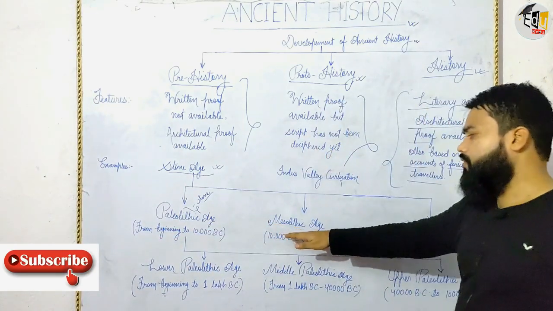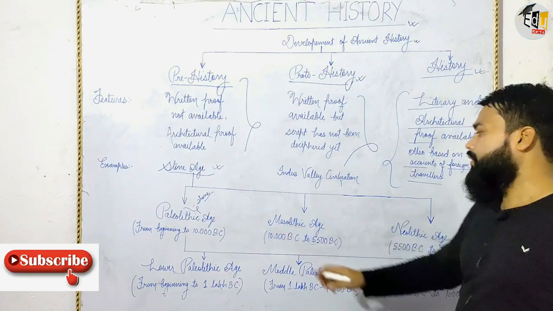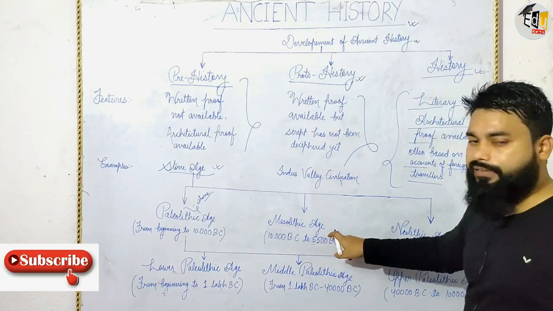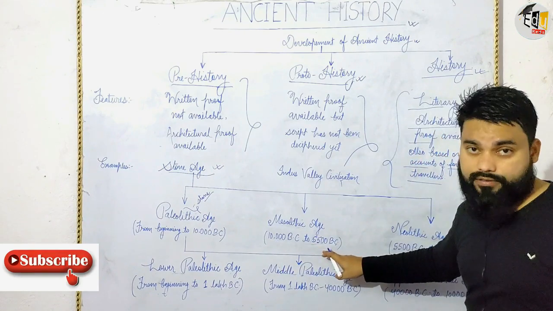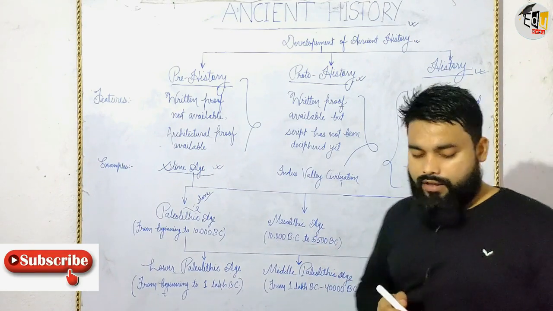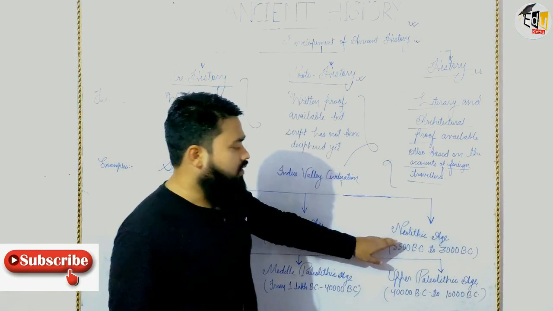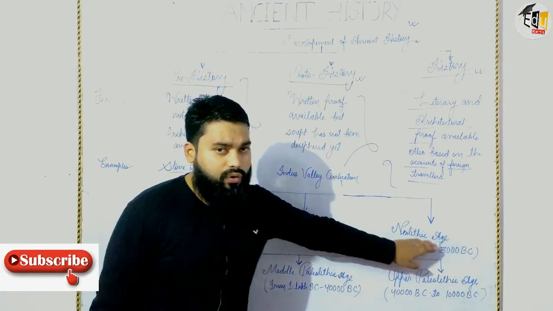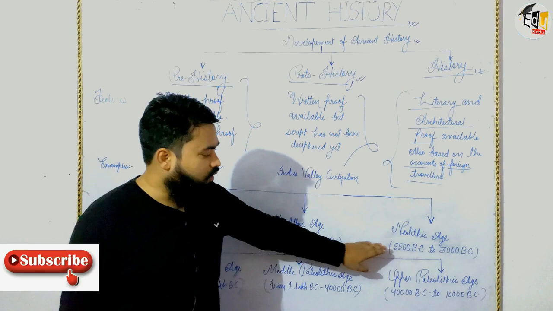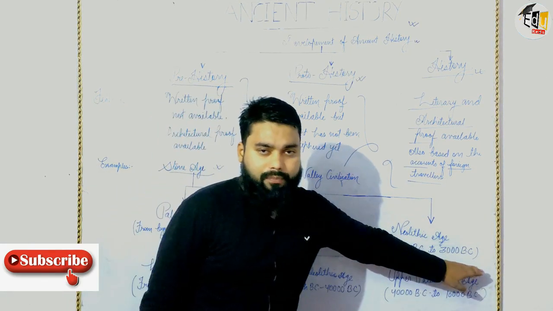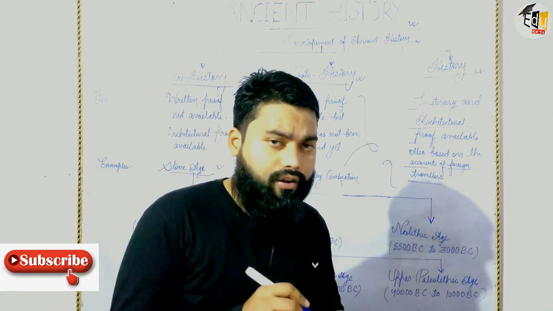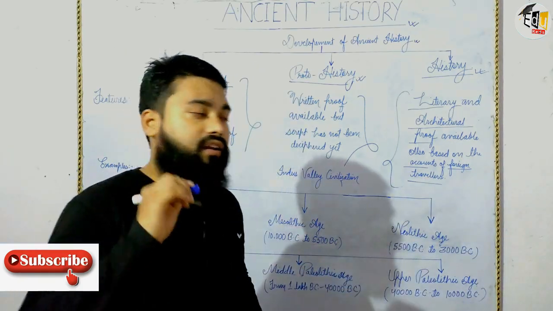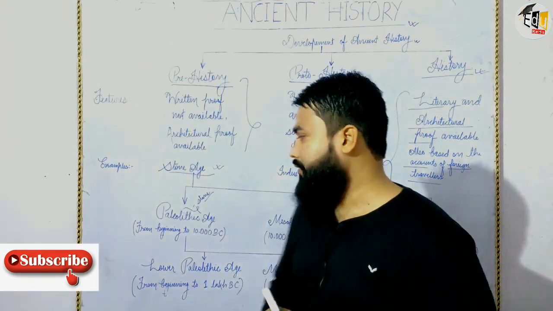Then it is the Mesolithic, that means middle Stone Age, the timeline of which is from 10,000 BC to 5500 BC. And the latest one is the Neolithic age, that means new Stone Age, the timeline of which is from 5500 BC to 3000 BC. You have to memorize the timeline. Timeline is very important in history. If you don't memorize them, you will get confused. So please memorize the timeline.